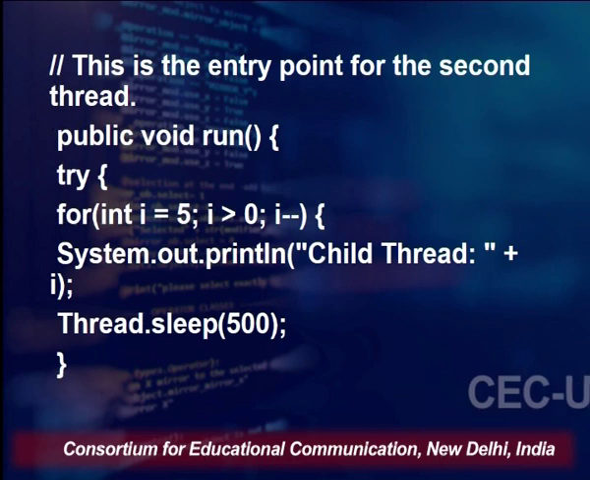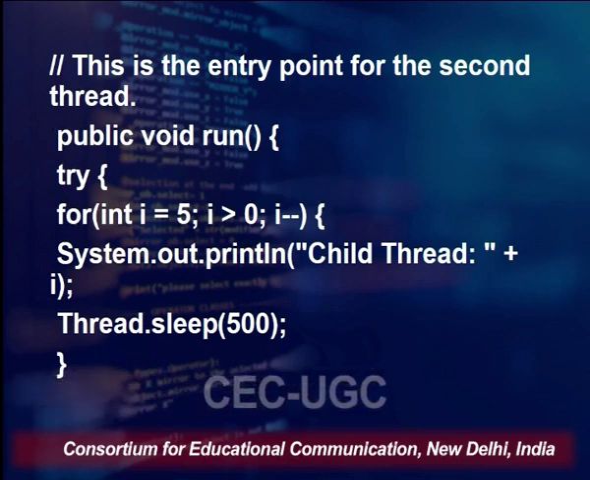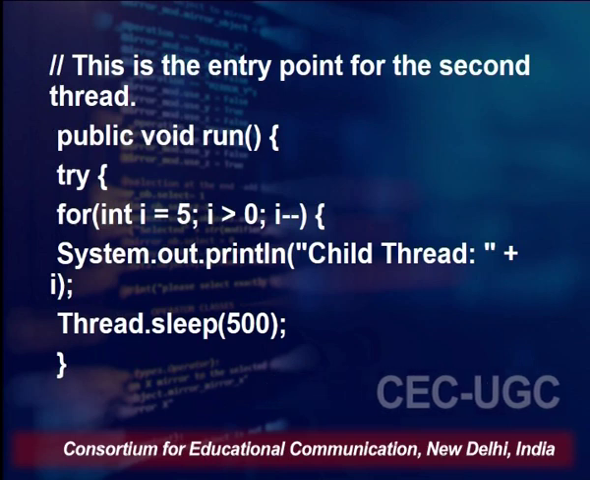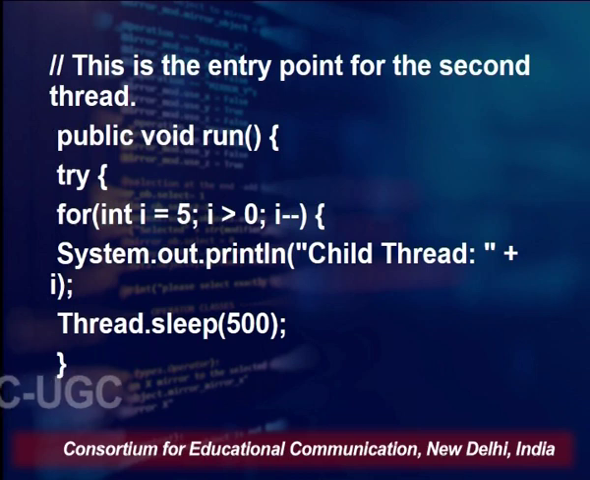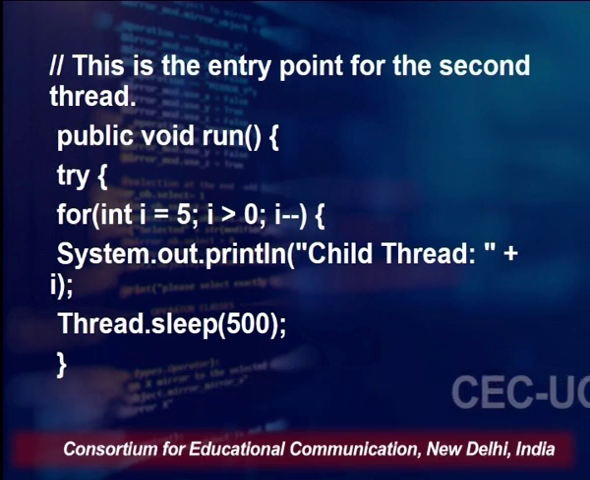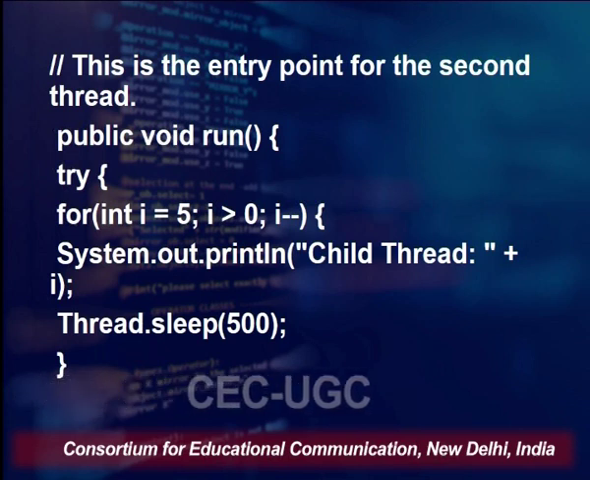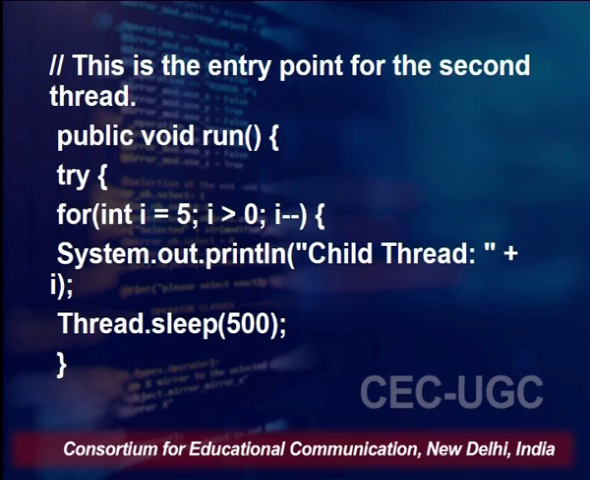Moving forward, we need an entry point for the second thread, and as I told you just now, this is going to be the run method. So, we have a run method, and the signature of this run method says it is returning nothing, so void, and it's a public method. So, public void run.